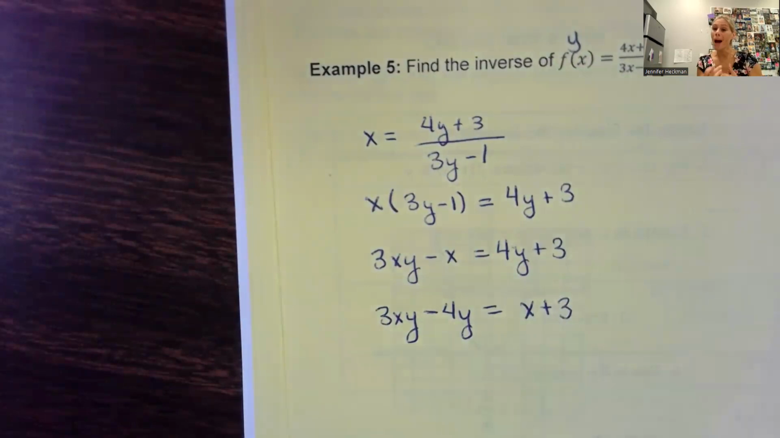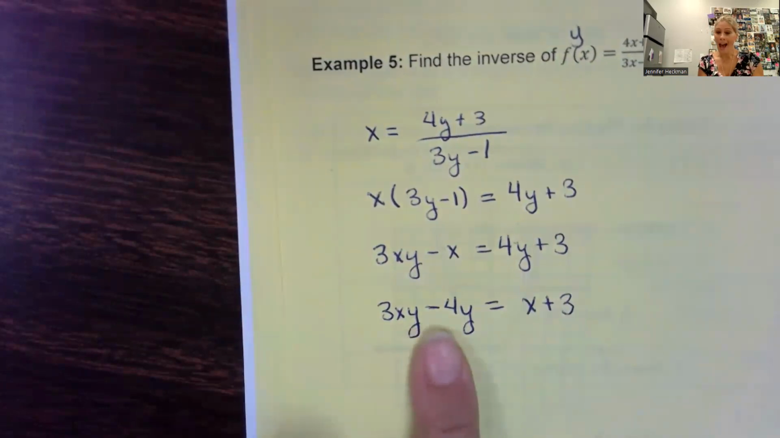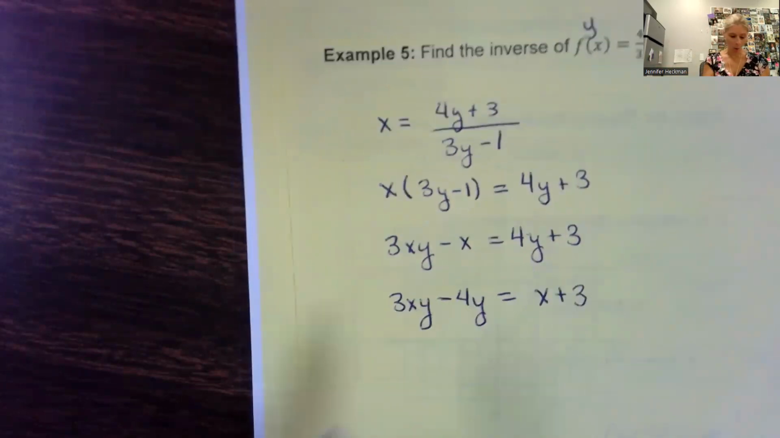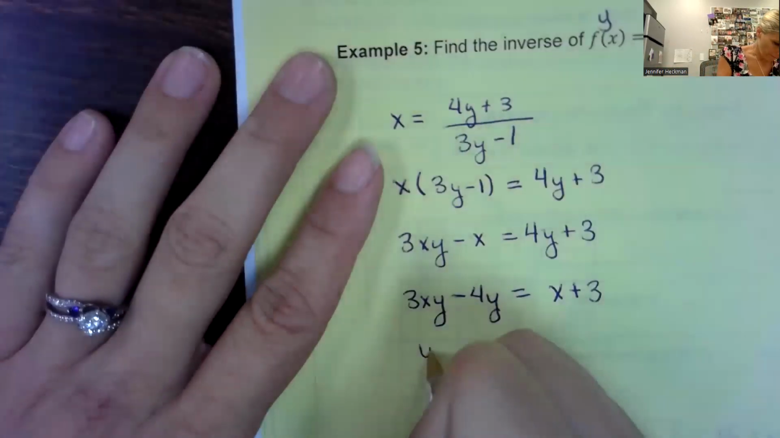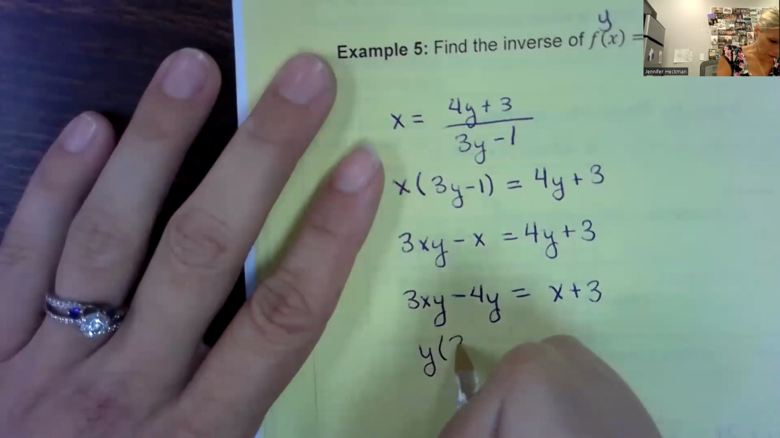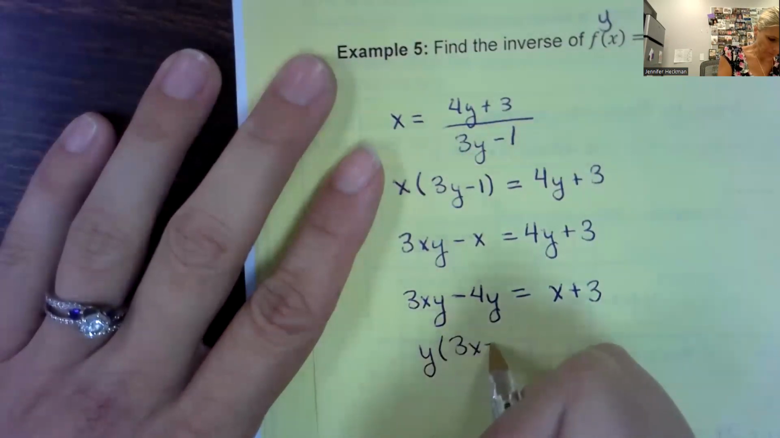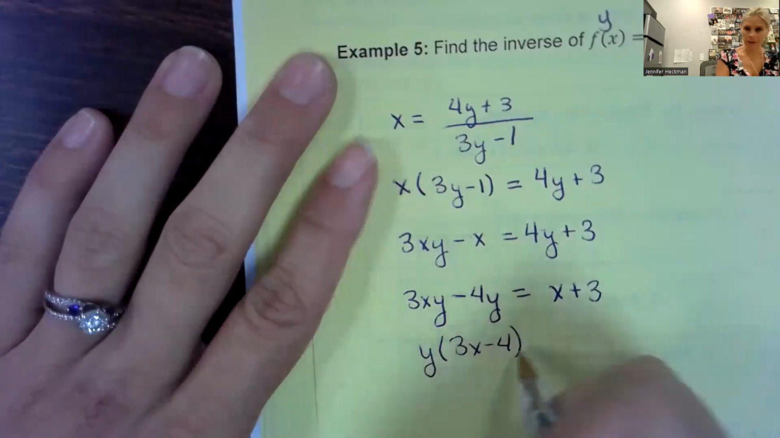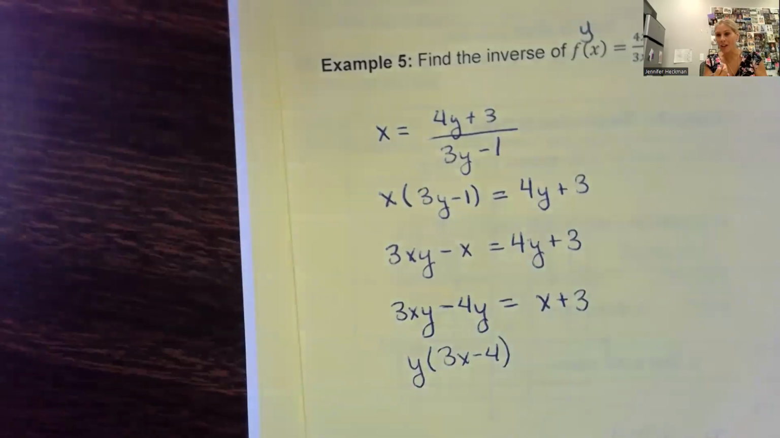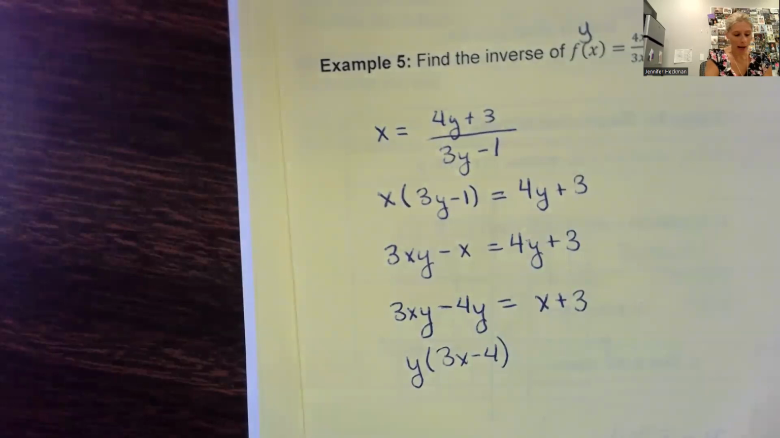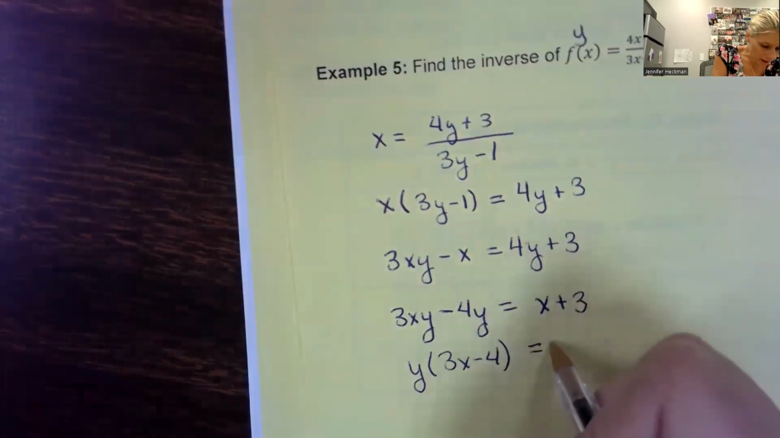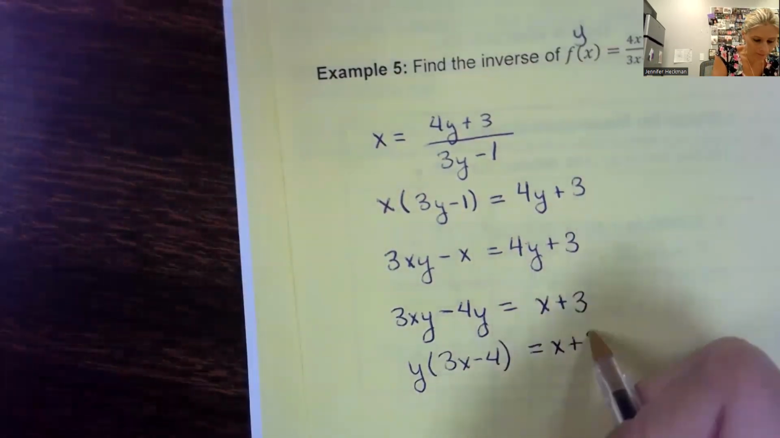Think about going backwards. What do they have in common? On this left side, what we have in common is a y. So we're going to factor out a y, leaving 3x minus 4. See what I just did? I factored out the common, I factored out that y, leaving us with, on the right side, x plus 3 still.